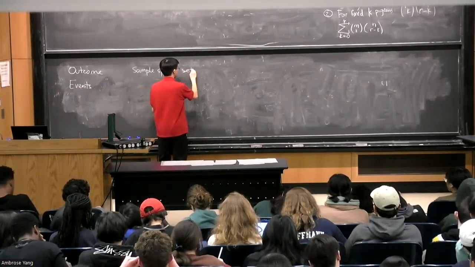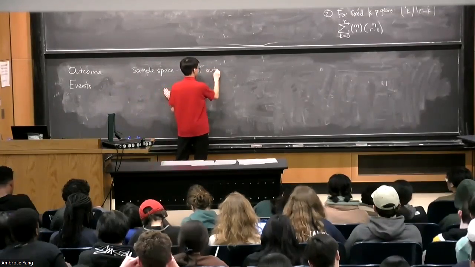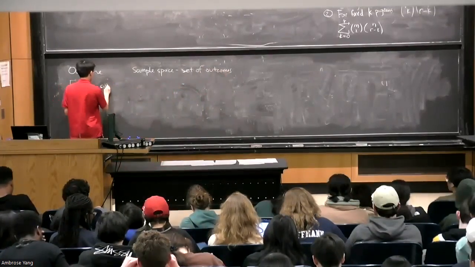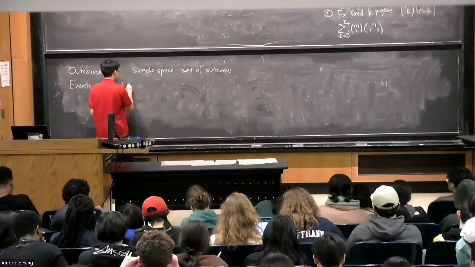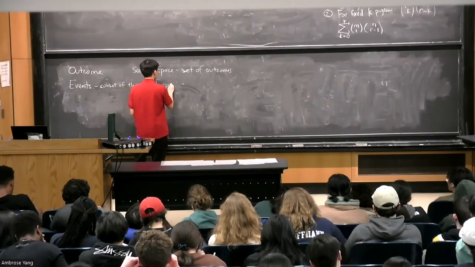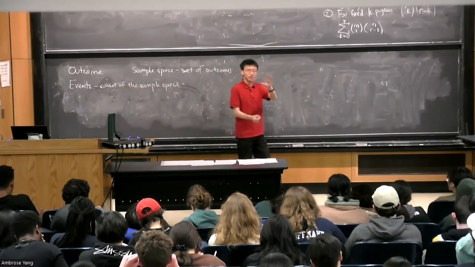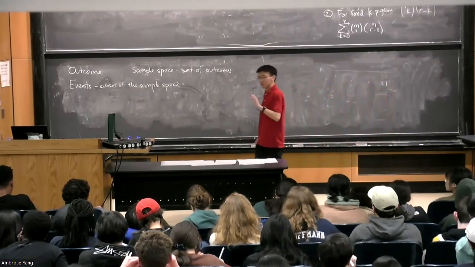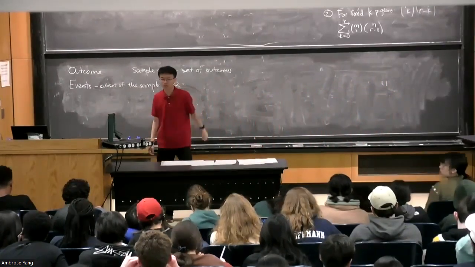That's the set of outcomes. An event is a subset of the sample space. When you think of an event, you almost want to think of an event in some kind of Boolean fashion. Either that event happens or doesn't happen.